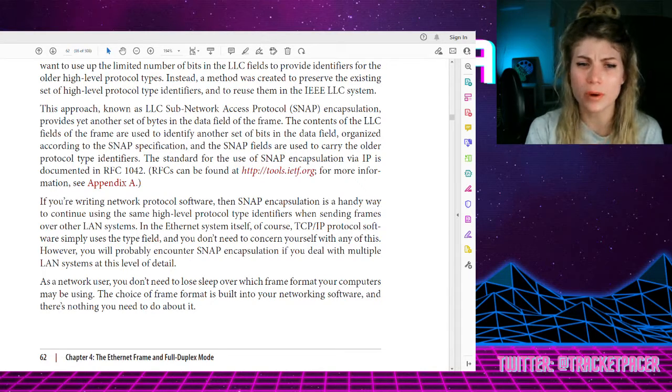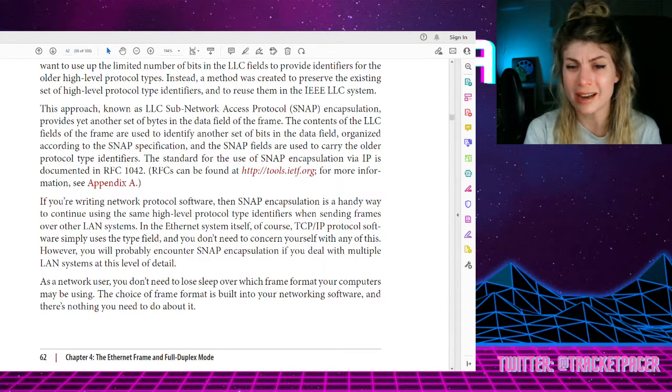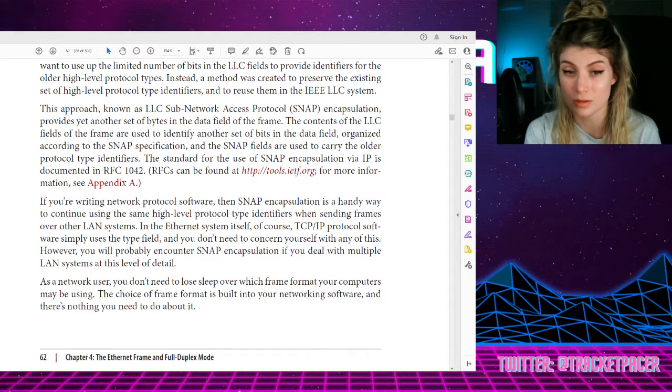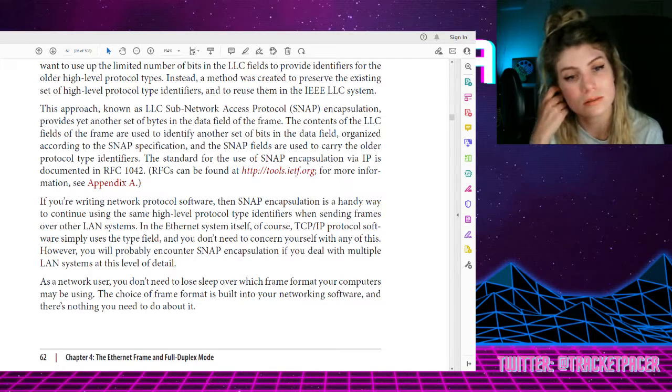Starting over. If you're writing network protocol software, then SNAP encapsulation is a handy way to continue using the same high-level protocol type identifiers when sending frames over other LAN systems. In the Ethernet system itself, of course, TCP/IP protocol software simply uses the type field. And you don't need to concern yourself with any of this. However, you'll probably encounter SNAP encapsulation if you deal with multiple LAN systems at this level of detail.